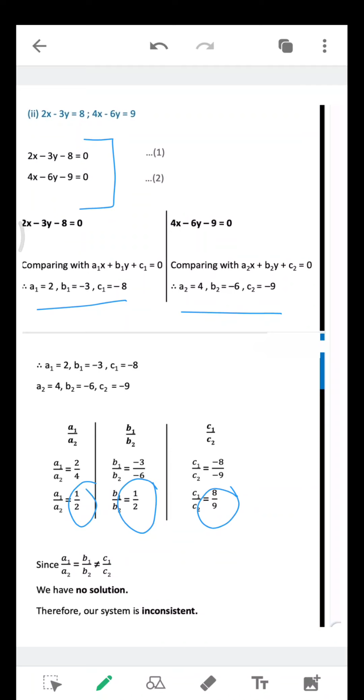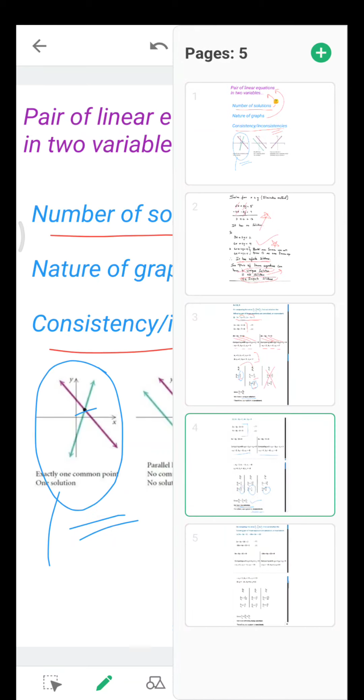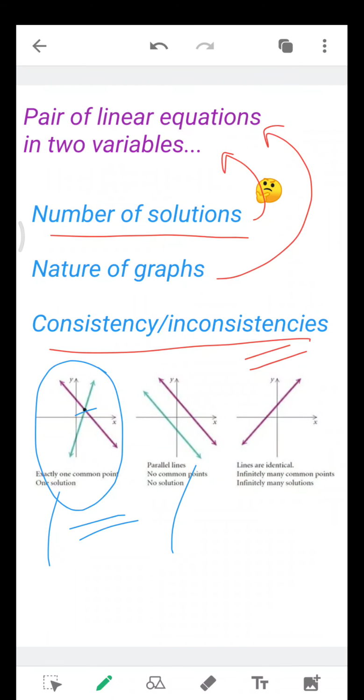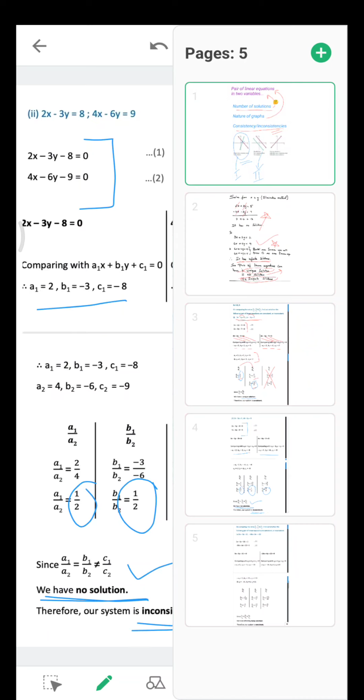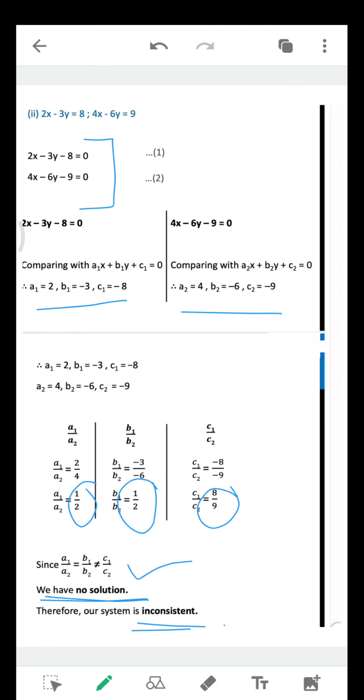So when this condition exists, a1 by a2 is equal to b1 by b2 is not equal to c1 by c2, then we say that this type of equations have no solution and they are inconsistent. And when you draw the graph of this type of equations, you will get parallel lines. Okay, for first case we will get intersecting lines. For second case, that is no solution, parallel lines, because parallel lines never meet, so there is no solution to that. Okay, so this is the second case.